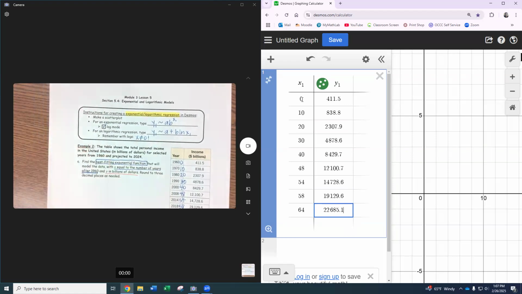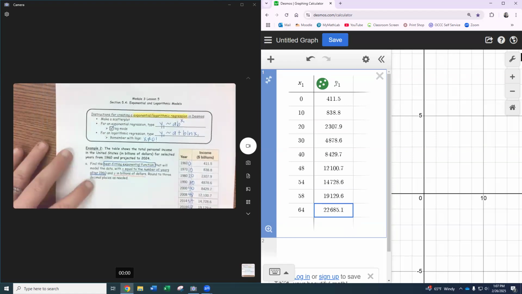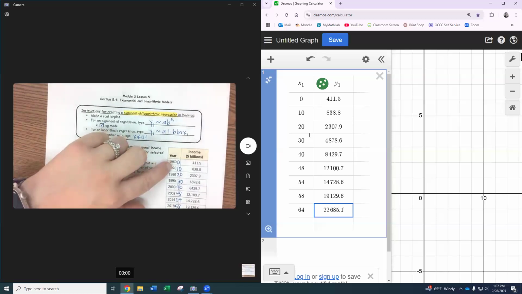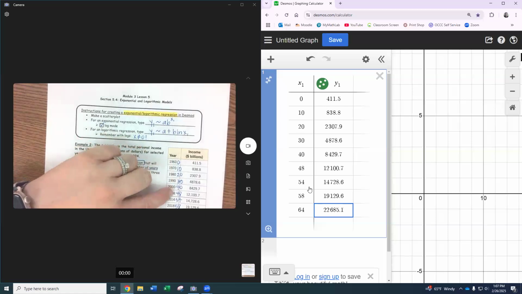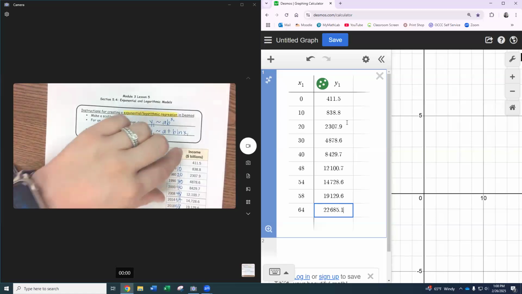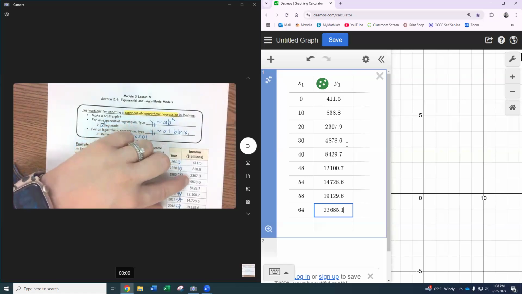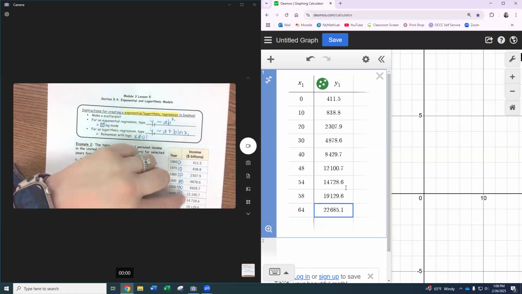Our instructions tell us after we input those to check them, and I definitely want to check it because I messed up on the first two. So check all your numbers. If even one of these numbers is just slightly off, your regression is not going to be right. You're going to be mad you have to do it again.